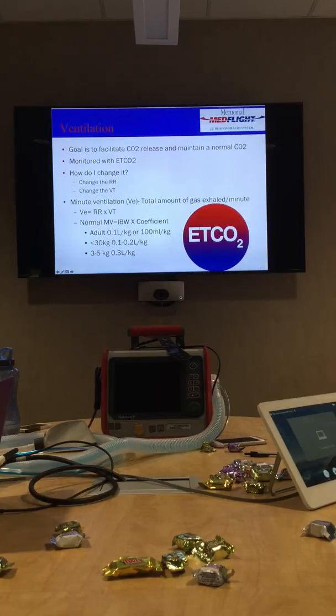So if you have a 70 kilo patient, what's going to be their minute volume? 7 liters per minute. Okay? If they're less than 30 kilos, it's going to be 0.1 to 0.2. And if they're 3 to 5 kilos, it's going to be 0.3 liters. So they need a little bit more.